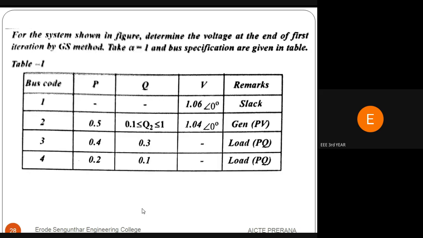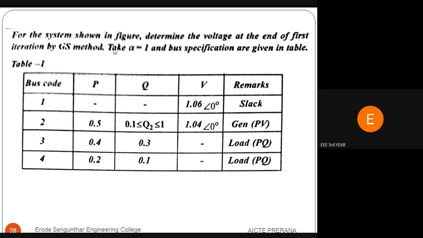We will see one more sum related to the generator bus. Until now we have seen the load bus. In this problem, a generator bus is given. If a generator bus is given, we have to calculate the value of Q, and that calculated value is checked against the limit, whether it comes under the limit or crosses the limit. After that only we set the Q value and then calculate the new voltage value.